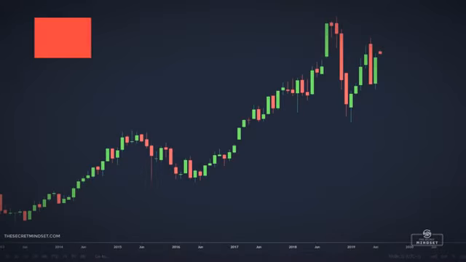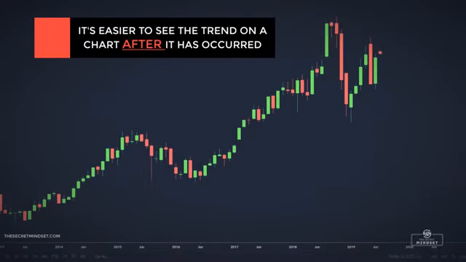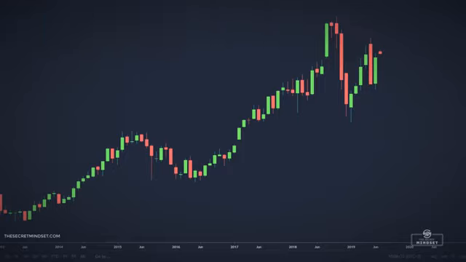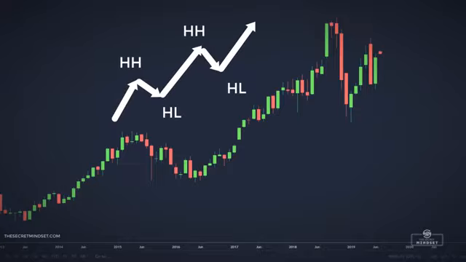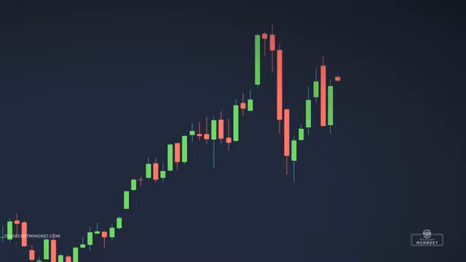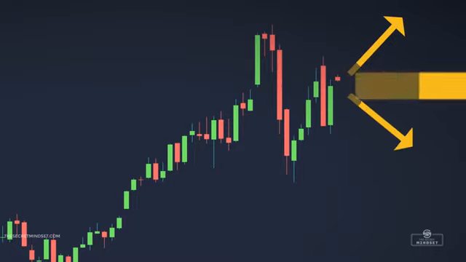It is easier to see the trend on a chart after it has occurred. Trying to identify the trend as it is developing is much more difficult. This monthly chart shows a sustained uptrend, but there is a slowing down toward the end. Will the upward trend continue? Will prices begin a downward trend, or will they move sideways?